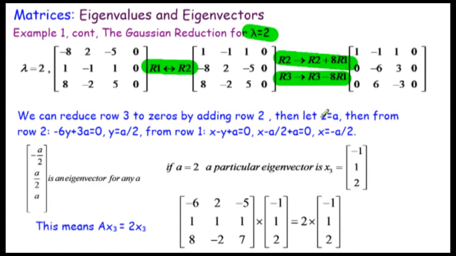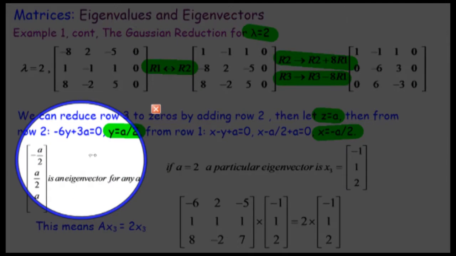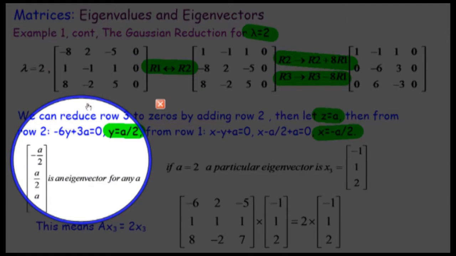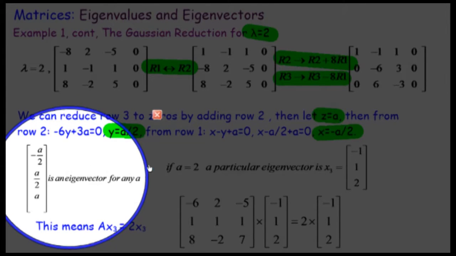Okay, then we let z equal a, and then we go back and do the substitutions. What do we get? Well, z is a, y is a on 2, and x is minus a on 2. So this is now our eigenvector for that particular eigenvalue: minus a on 2, and a. That's for any a.